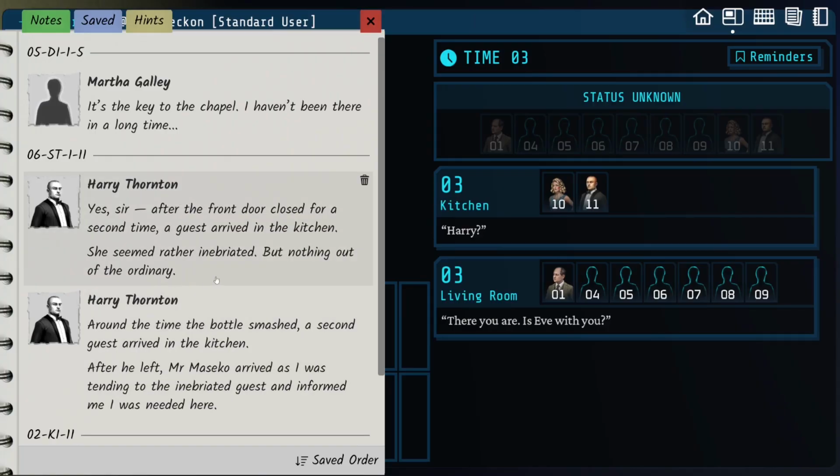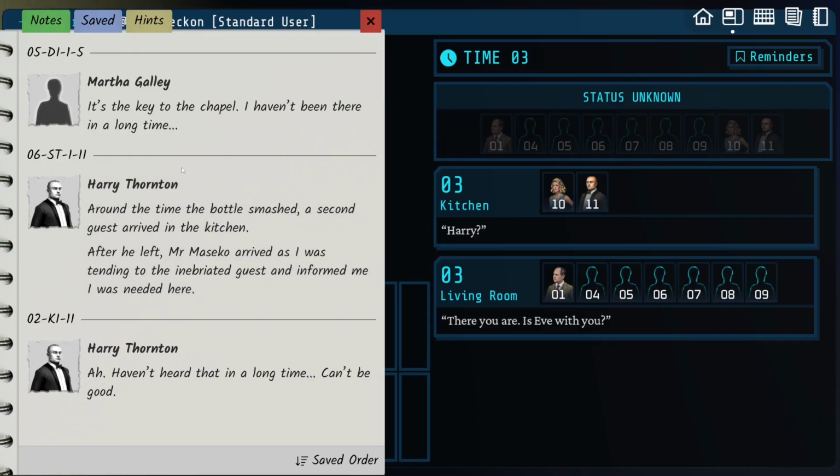We checked this one. And around the time the butter smashed, a second guest arrived in the kitchen. And after he left, Mr. Masako arrived as I was standing to the inebriated guest and informed me I was needed here.